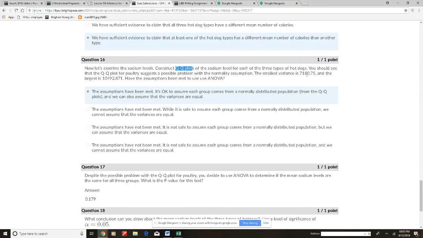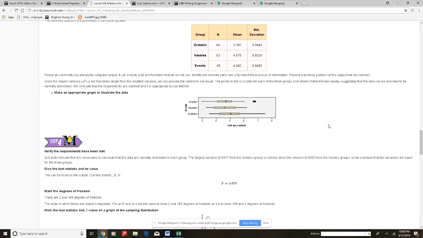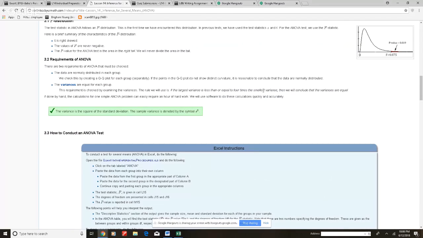The smaller variance is this number. To use ANOVA, we still need to check the assumption. Remember what the rule says? The largest variance must be less than 4 times the smallest. You can already see 7,000 compared to 10,000. If you multiply the small one by 4, this will be a bigger number, right? So if it's less than 4 times the small variance, then we will conclude that the variances are equal.